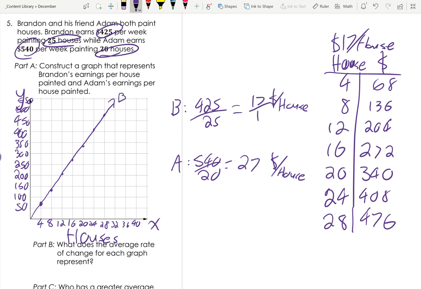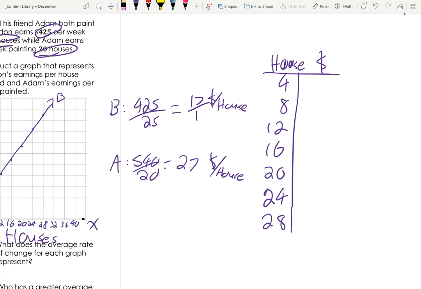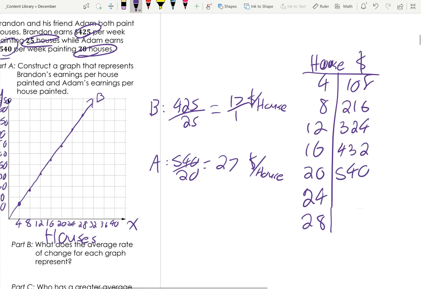Now we'll try to do the same thing for Adam. Adam was $27 per house. So 4 times 27 is 108. 8 times 27 would be 216. 12 times 27 would be 324. 16 times 27 is 432. 20 times 27 is 540. This is all we're going to be able to fit on our graph.